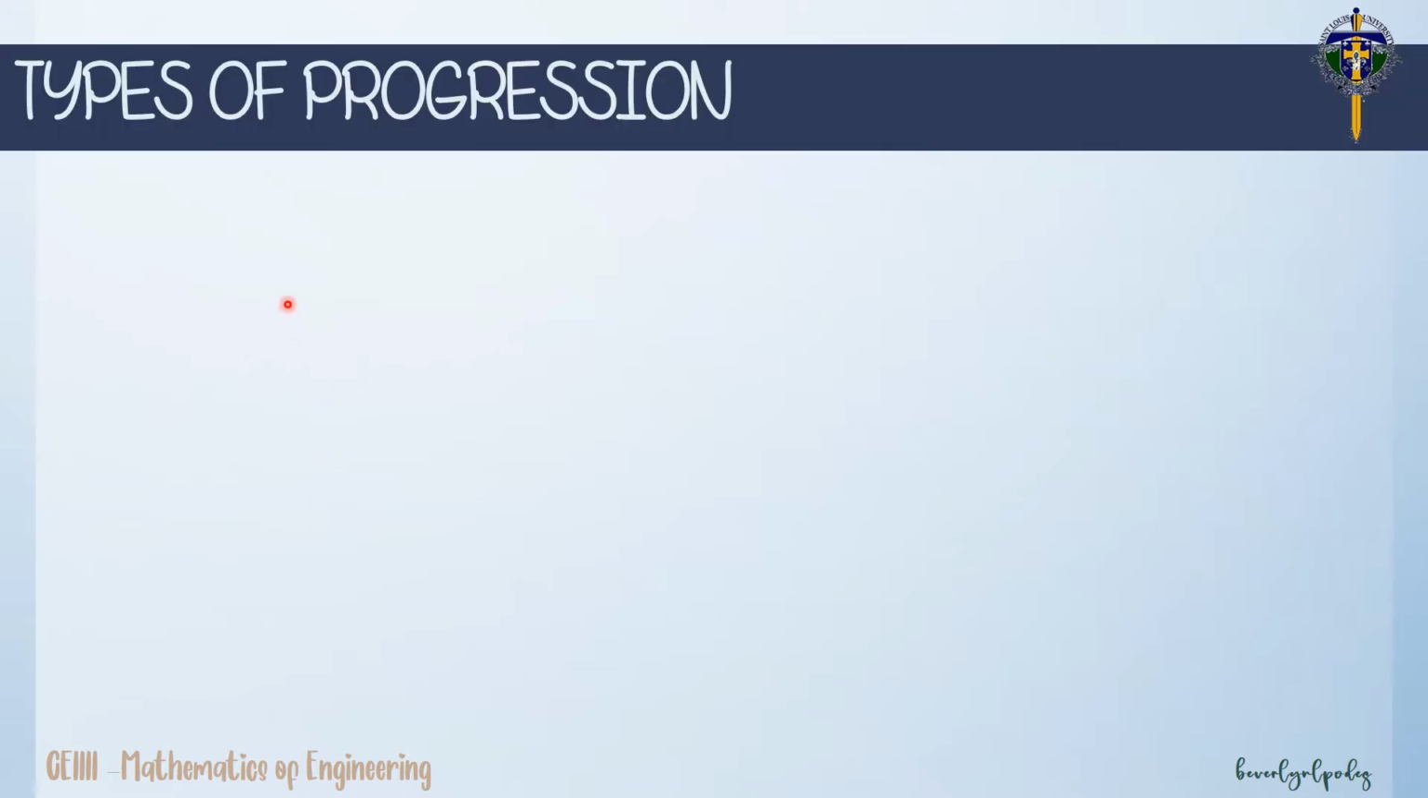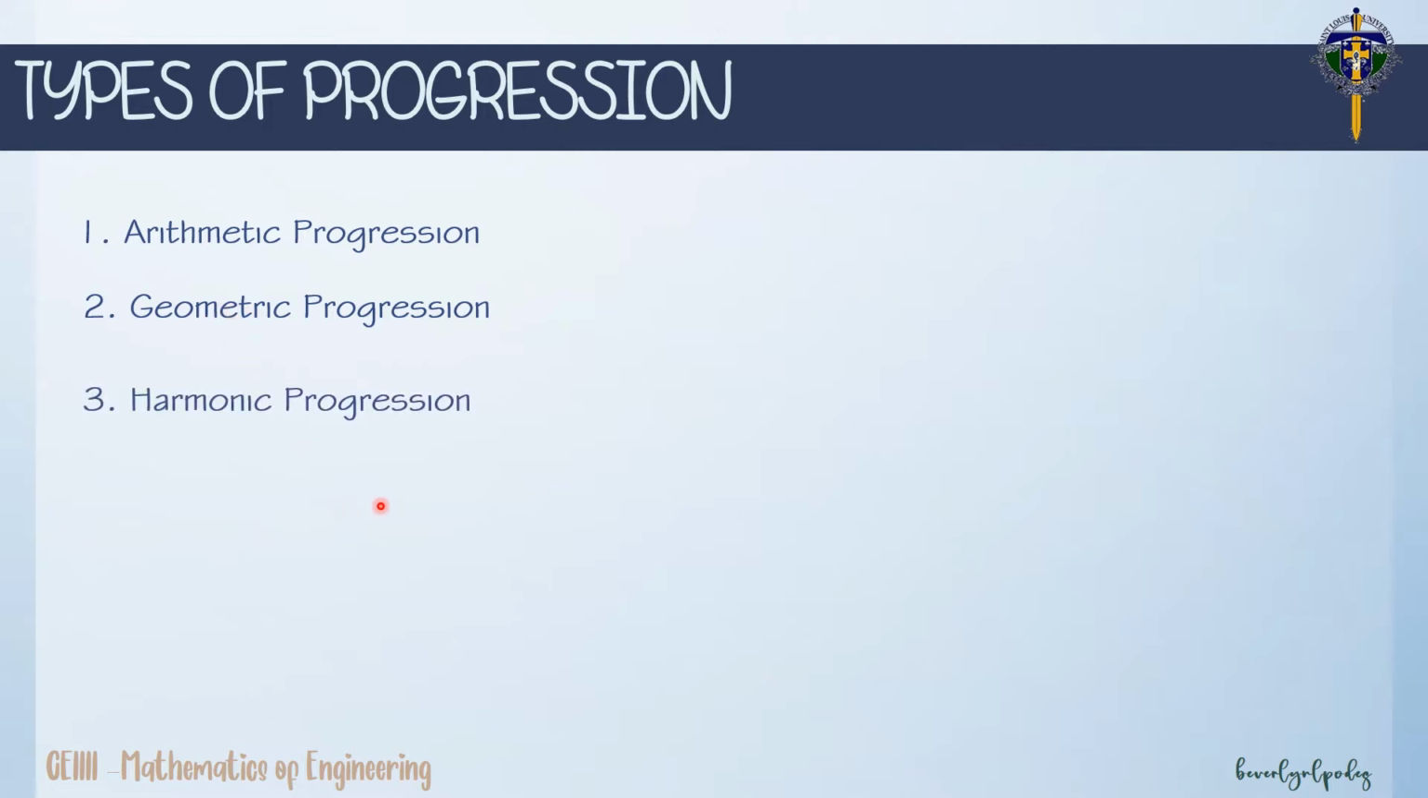There are 3 types of progression that we are going to discuss for this module. Number 1 is the arithmetic progression, number 2 is the geometric progression, and number 3 is the harmonic progression. First, let us be talking on arithmetic progression.